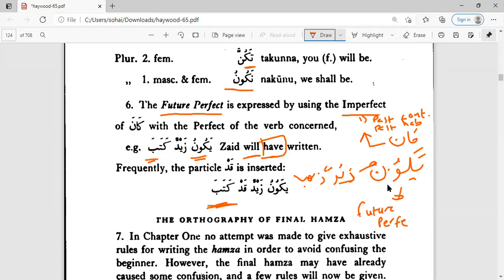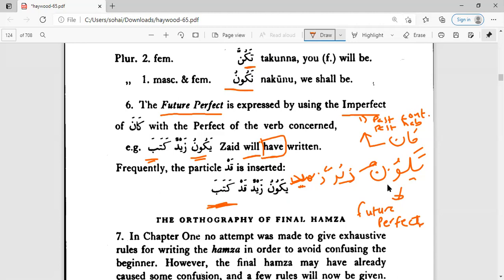Do you guys know what future perfect means? So Zaid will have gone, or Zaid will have written. So we're talking about future, but we're talking about perfect. So Zaid will have written, which means Zaid will have completed the writing, at a particular time, still in future. So if you go tomorrow, Zaid will have written the letter, for example.